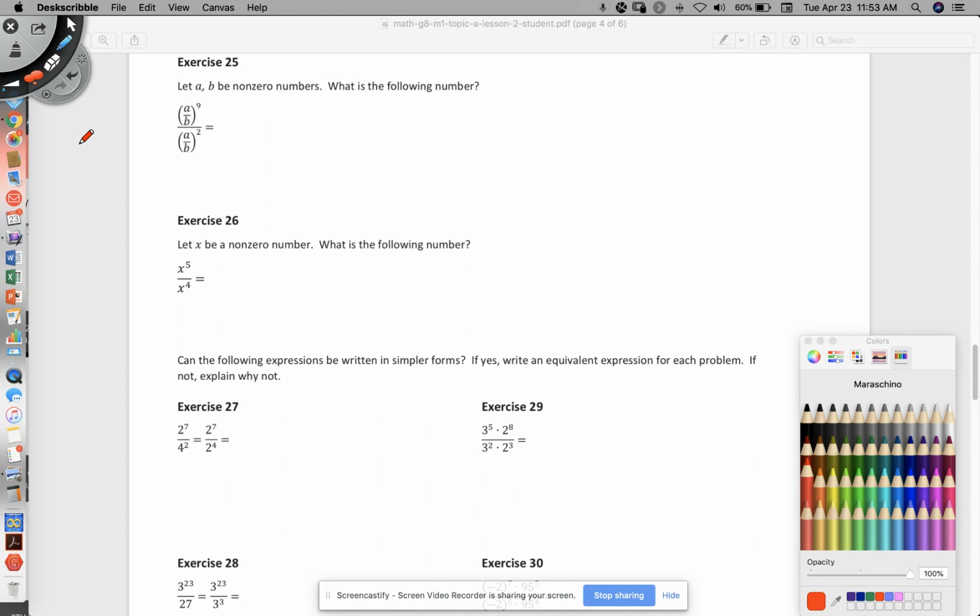All right, let's look at 25. 25 says, let A and B be non-zero numbers, which means they can't be a 0. What is the following number? All right, so I do have an A over B, which is the standard there. Now I'm going to take my exponents and put this whole quantity to 9 minus 2. That's it. So don't let it look any different just because you have a fraction on top of a fraction. You're still just going to make that fraction be your base and still subtract the exponents.